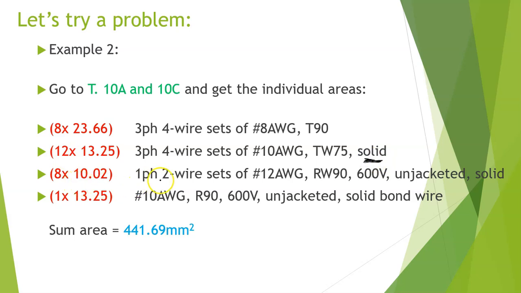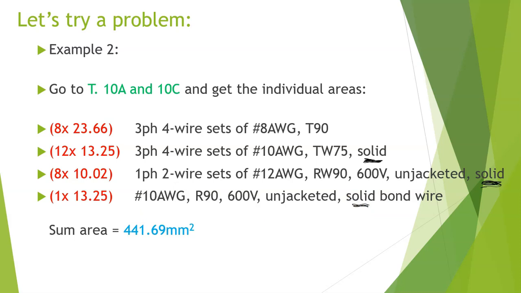Same thing for our third row of information. So we've got these 4 single-phase 2-wire sets of number 12, and again, also specified as solid. And then lastly, we've got our number 10 solid bond wire. And of course, we count the bond wire because it takes physical space.